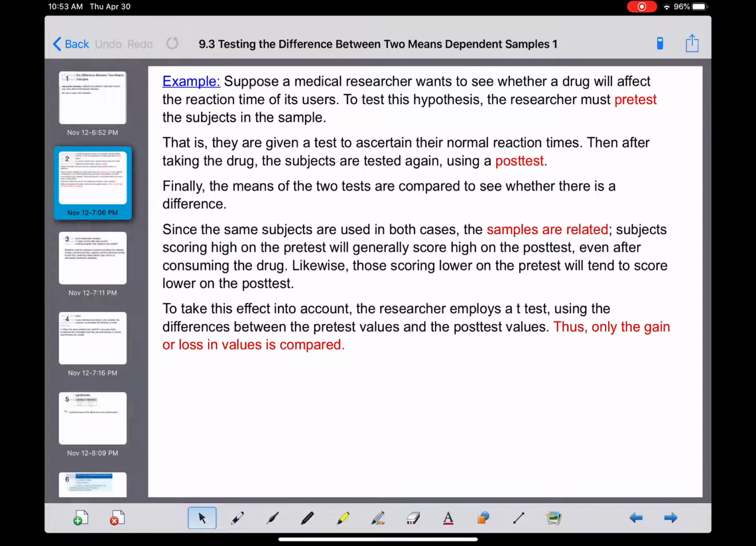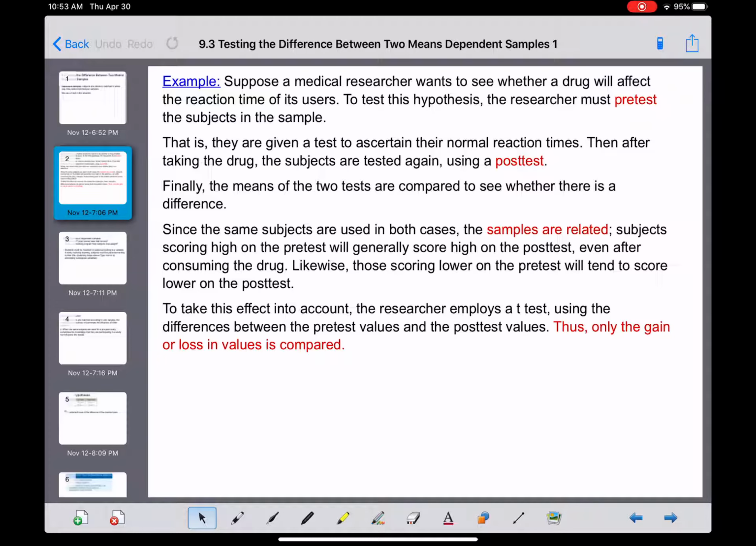So this is a situation. Suppose a medical researcher wants to see whether a drug will affect the reaction time of its users. To test this hypothesis, the researcher must pre-test the subjects in the sample. That is, they are given a test to ascertain their normal reaction times, then after taking the drug, the subjects are tested again using a post-test. Finally, the means of the two tests are compared to see whether there is a difference.